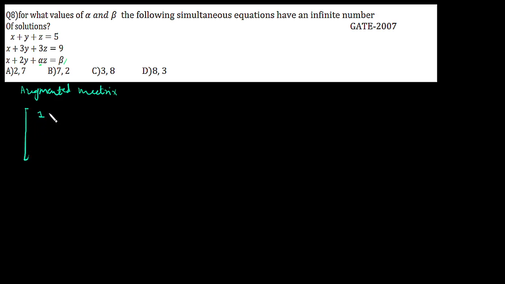Here the coefficients for the first equation are 1 1 1. From the second equation I can write 1 3 3, and from the third 1 2 alpha, because alpha is unknown here. Now let's put the vertical line and put 5, 9 and beta.